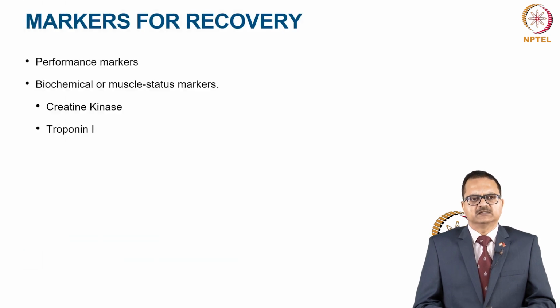There may be some markers for recovery, and the best marker for recovery is something called a performance marker. Basically, has the athlete been able to come back to his earlier level of performance? If he is able to, he has adequately recovered. You may also have biochemical or muscle status markers such as creatine kinase and troponin I.